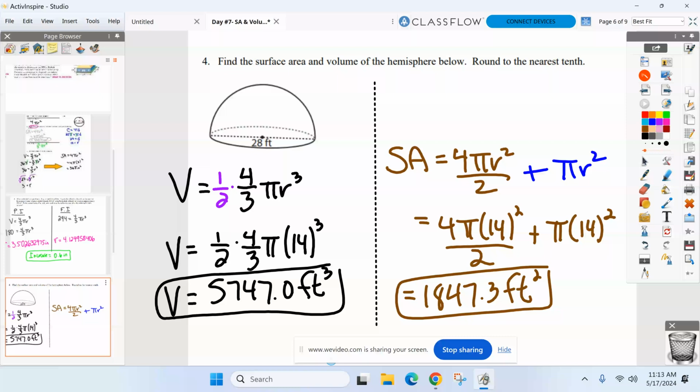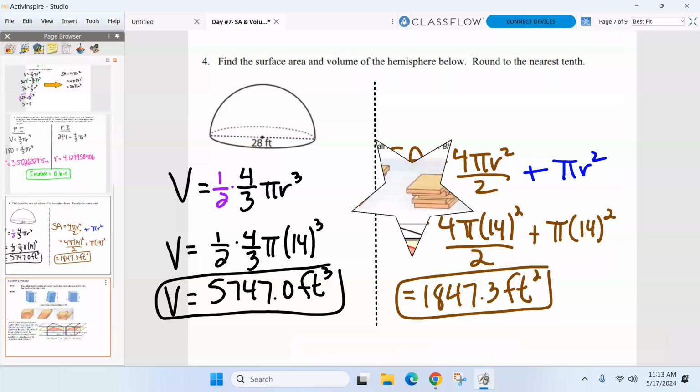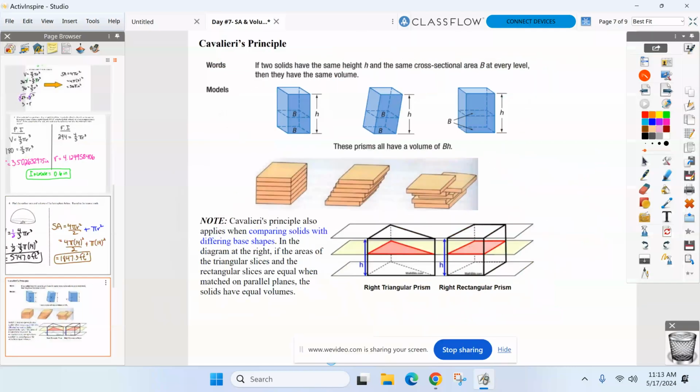I'm going to go into a totally new direction just because we have a little time. So this is where I put this topic. Cavalieri's principle. That's the name of the mathematician. I don't know his first name, but it's Cavalieri, last name. Here's what his principle says.